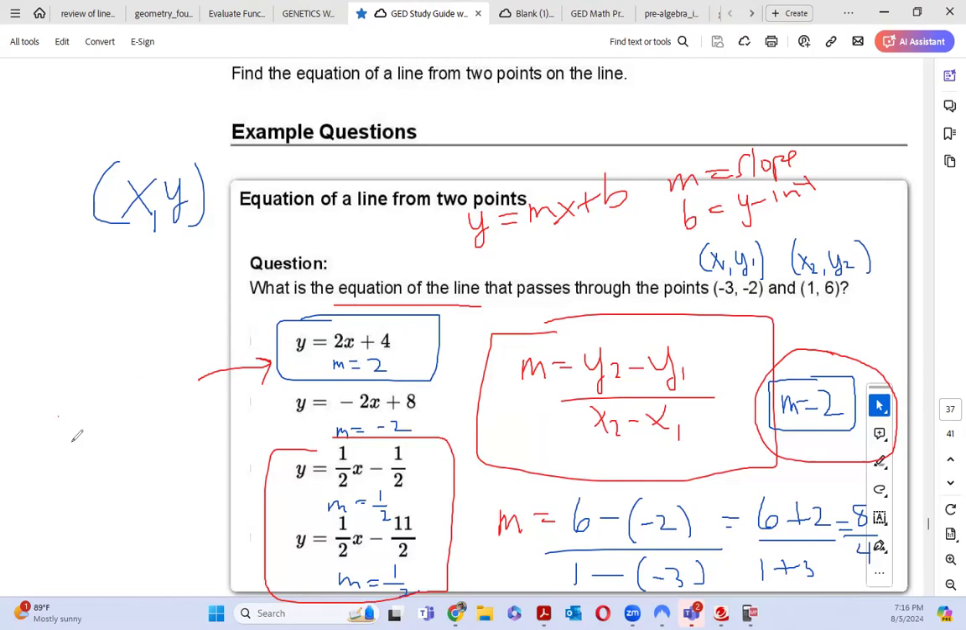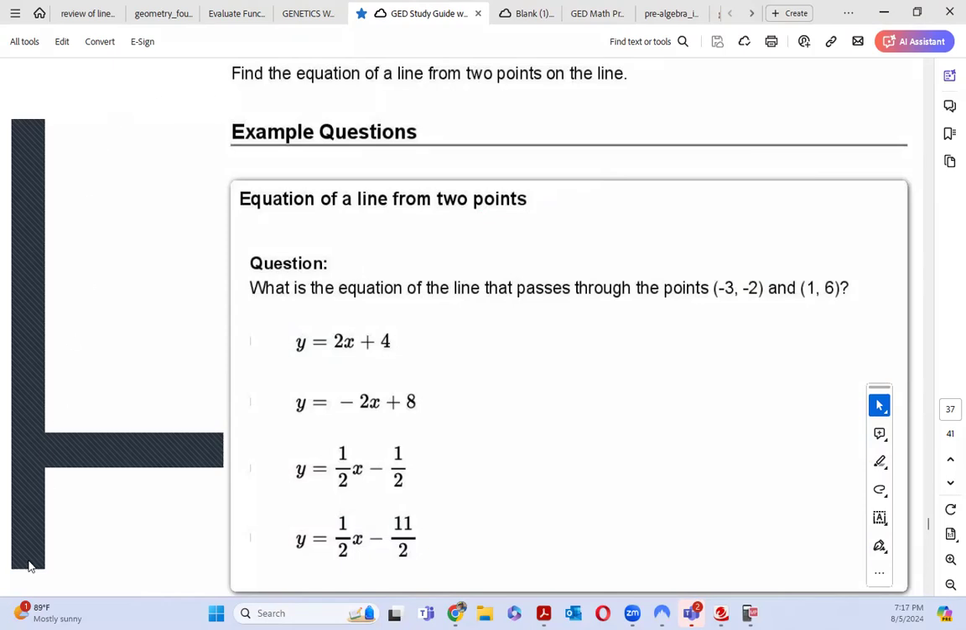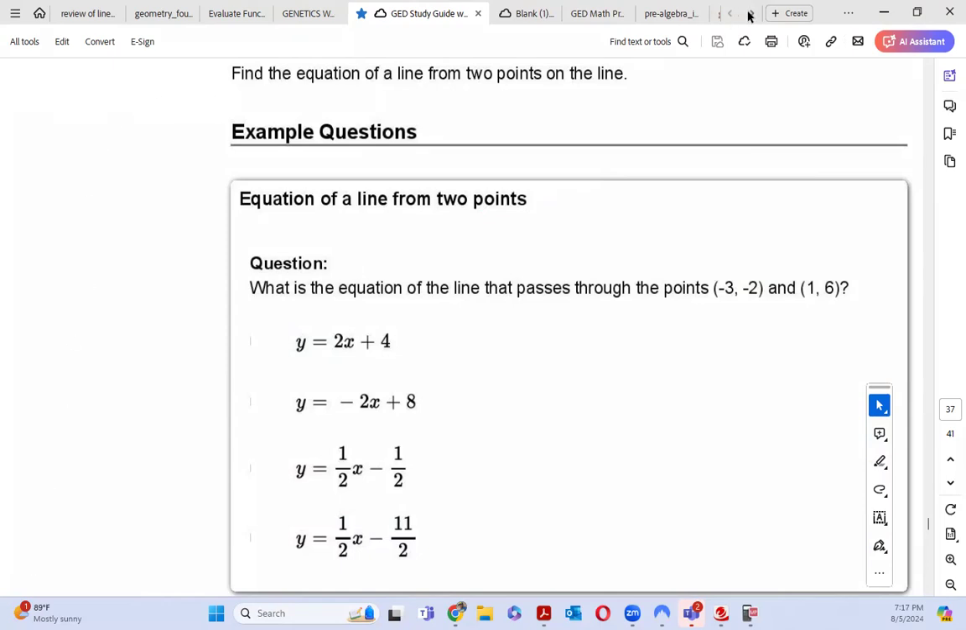But for this, what I need you to understand is that linear equations are going to be 5 to 10 questions on your exam. You need to be able to do the following, and it's not even a question. You must. You need to be able to find the slope from 2 points.